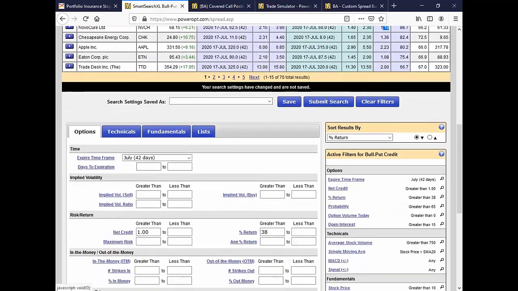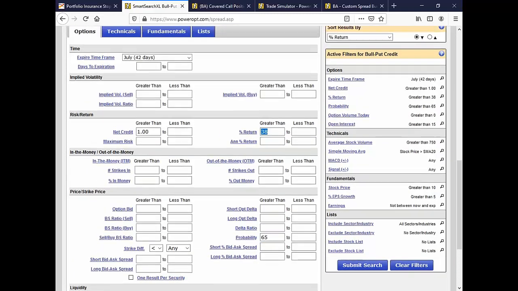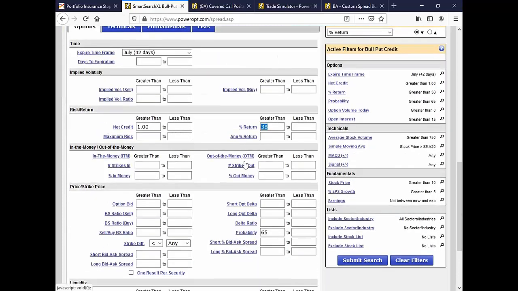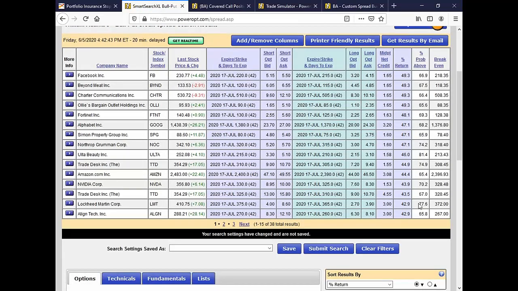So I think that's a good place to start, Chuck, but you're going to be giving up probability to get the return that you want as well. And if you wanted to narrow it down further, you probably limit this 38 to 50. Right, so that takes out those higher ones that have lower probability. Here we see something in the 70% range, $3 net credit on a 10-point spread. That's almost right where you are, right?